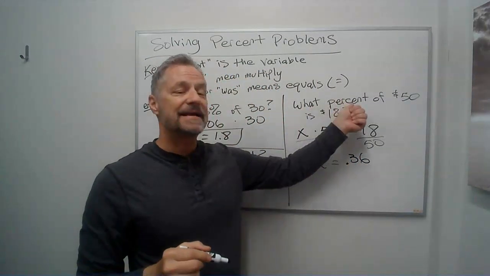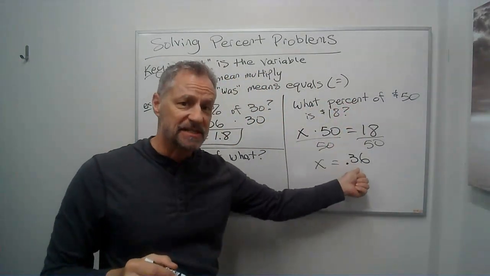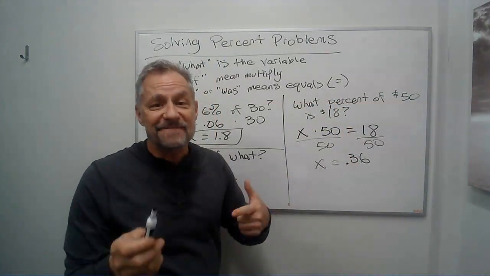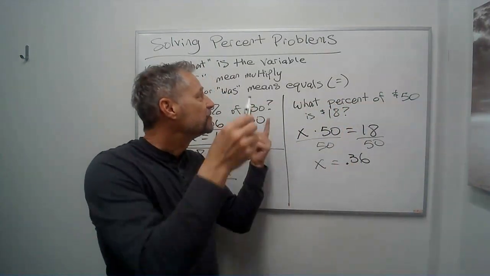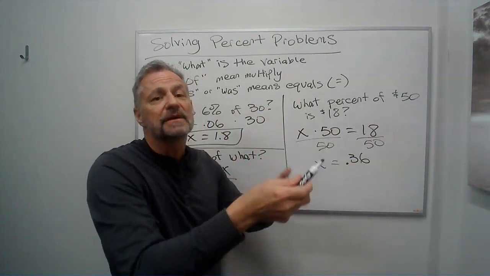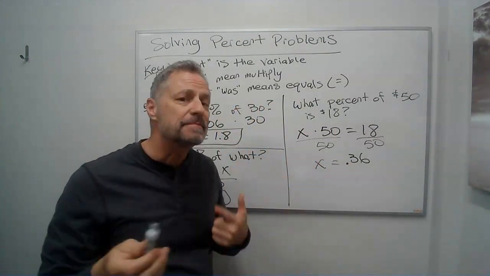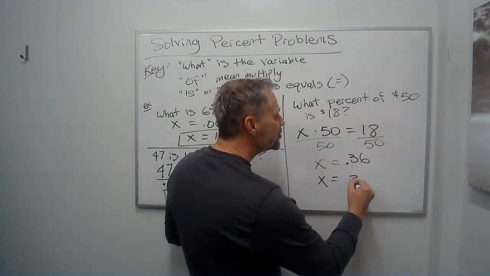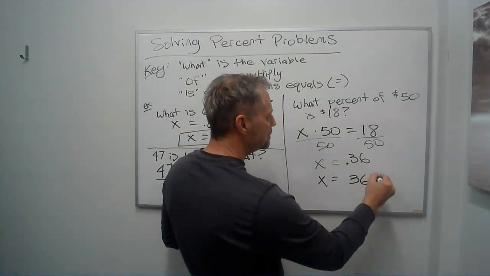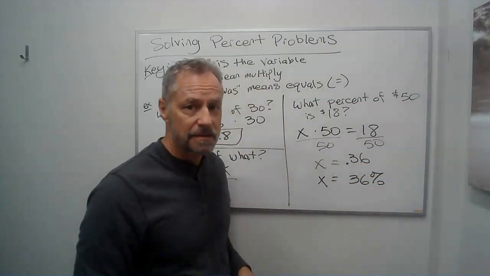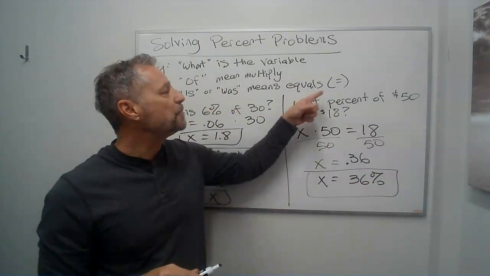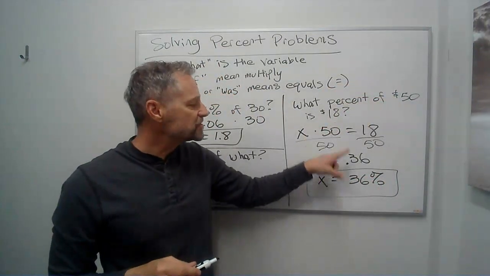They asked for it as a percentage, so I'm going to change that to a percentage, move the decimal 2 to the right, add the percent sign. I have videos on translating from percent to decimal and another one on decimal to percent. Check those out if you're having trouble with this part, but that's just x is 36%. And then I'm done. They asked for a percent. So what percent of $50 is $18? Oh, it's 36%.